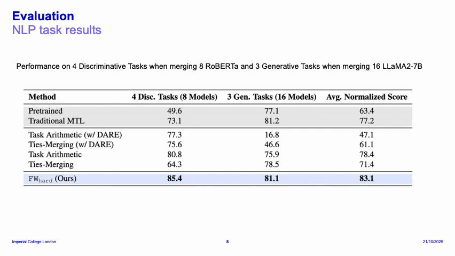We evaluate our methods on NLP tasks and CV tasks. For the NLP tasks, we evaluate on both discriminative tasks and generative tasks. For the discriminative tasks, we use 8 fine-tuned RoBERTa models. And for the generative tasks, we collect 16 open source models from Hugging Face. And we can see for both kinds of tasks, our method achieves better accuracy than existing model merging methods.